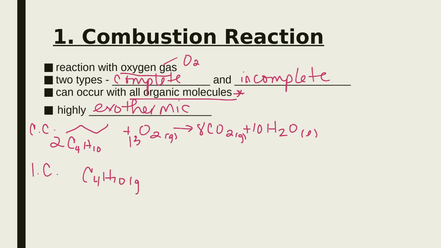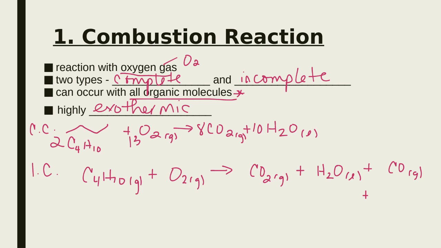This is a gas, by the way, at room temperature. We're going to react it with oxygen gas. And then when we have incomplete combustion, we don't have enough oxygen to totally break apart the molecule. So you get these other side products. So we get CO2 and H2O again, but then we also will get some carbon monoxide, which is a gas. And lastly, you're going to get pure carbon soot.